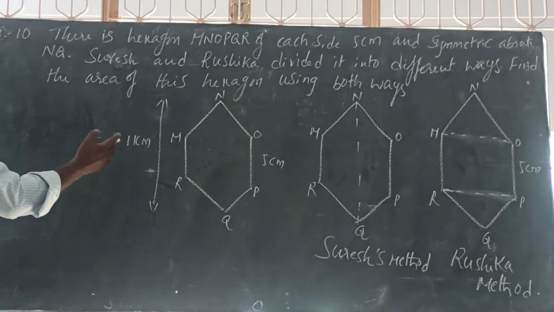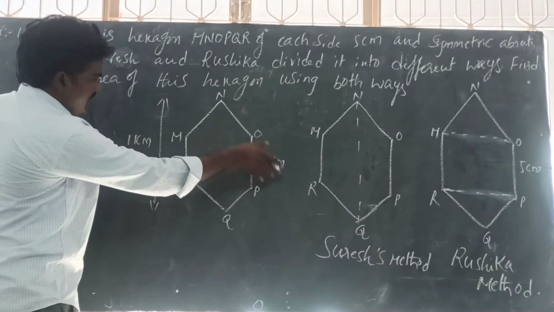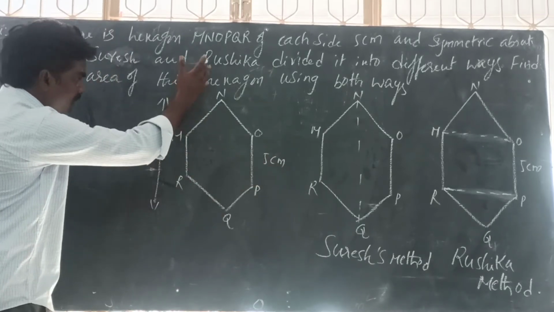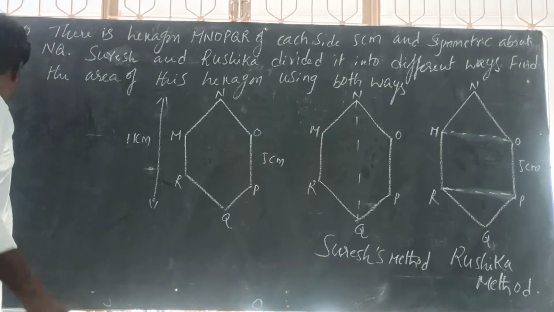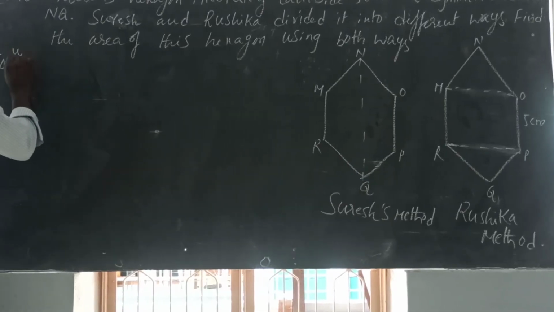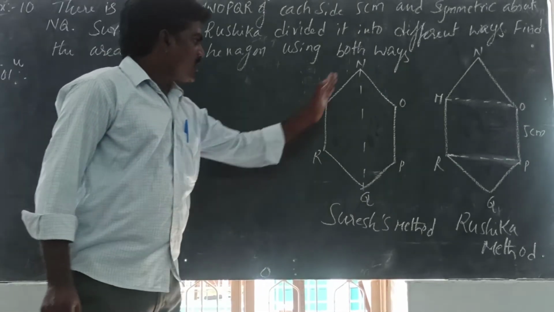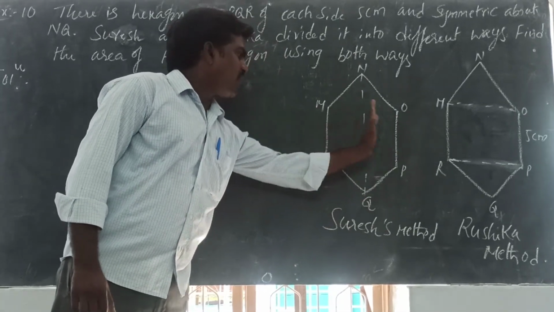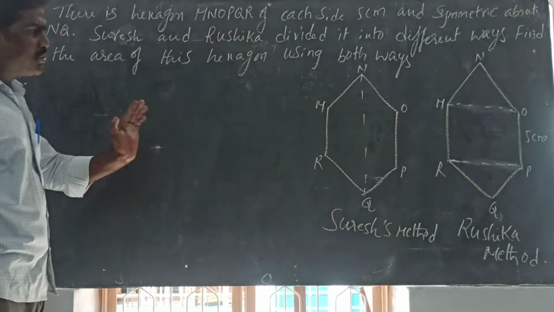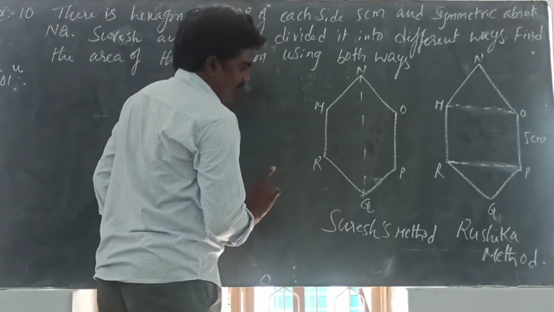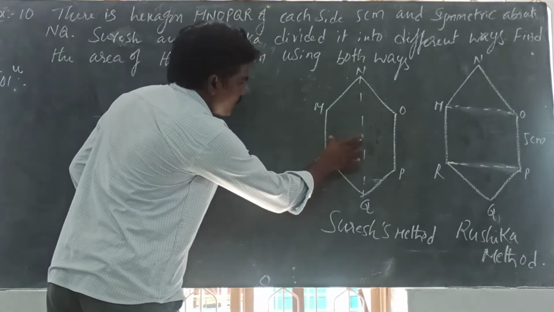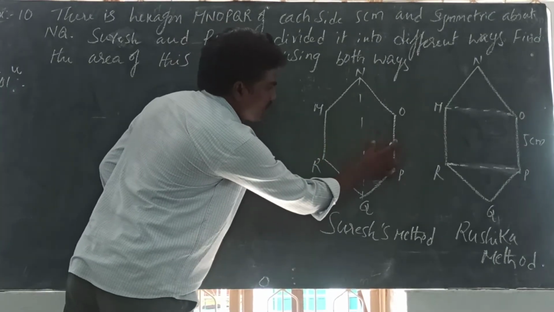So here, actually it is given that each side is 5 cm and the length of the hexagon is how much? 11 cm. Okay. Suresh's method: how did he do it? He constructed one line NQ, then formed two trapeziums. The two trapeziums are equal. Why? Here all sides are equal. So the distance between these two lines is the same as the distance between these two lines.